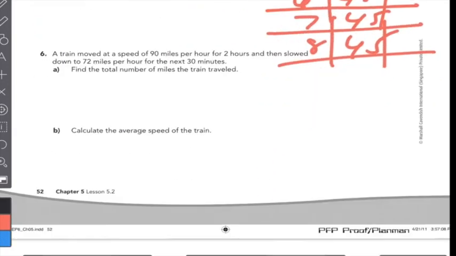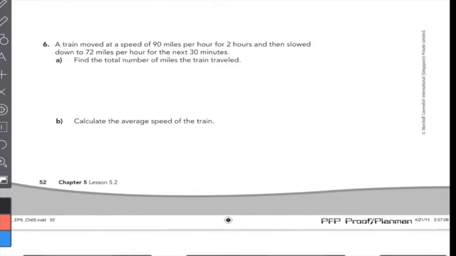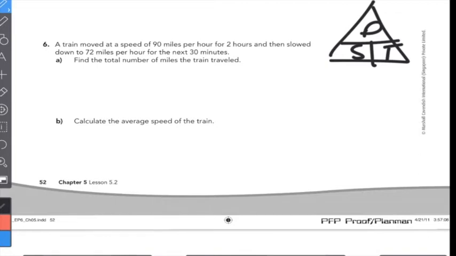Okay, so the tricky one that we're going to do, let me just delete this, is going to be average. So what we need to do first, it says a train moved at a speed of 90 miles per hour for the first 2 hours and slowed to 72 miles per hour for the next 30 minutes. Find the total number of miles. What I would do is use our triangle, distance, speed, and time. It says find the total number of miles, so we're going to use distance.